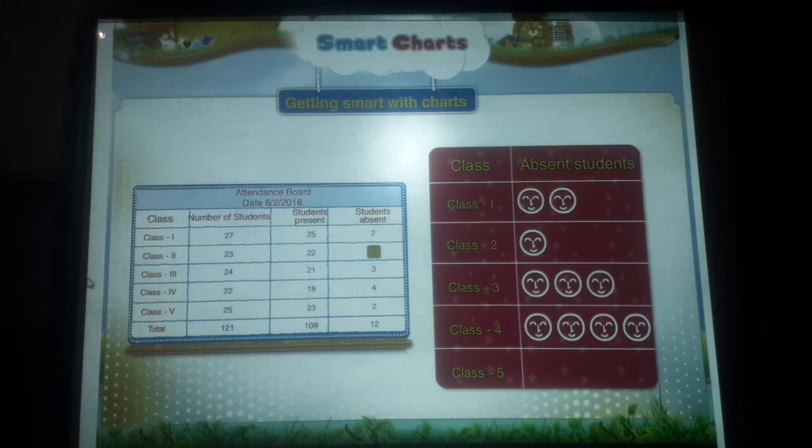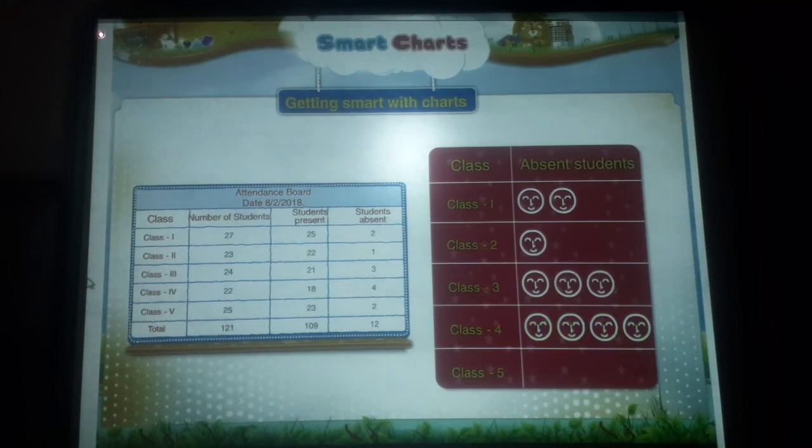As 1 student is absent in class 2, so 1 symbol is shown. As 3 students are absent in class 3, so 3 symbols are shown. As 4 students are absent in class 4, so 4 symbols are shown.